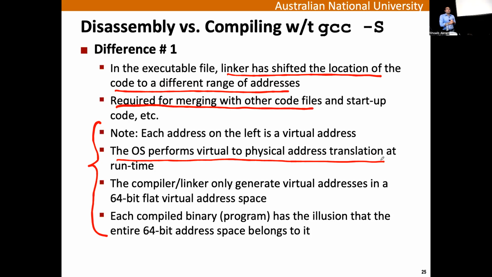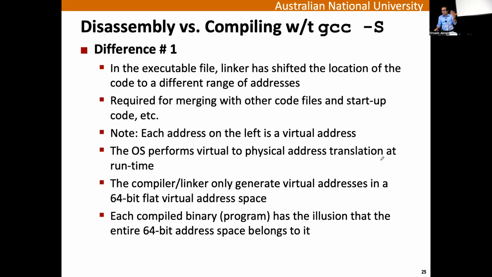So each compiled binary has the illusion that it has a 64-bit address space, 256 terabytes, all for itself. It has this illusion that it is fully isolated. It's the only thing running on the system. It's the job of the operating system to intercept all the addresses and use whatever is physically available.